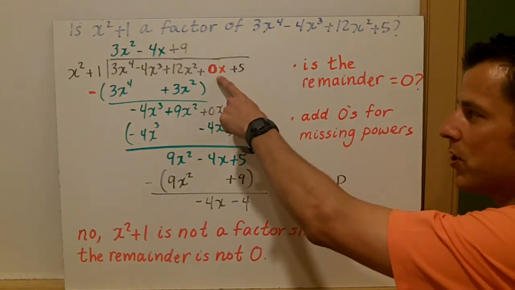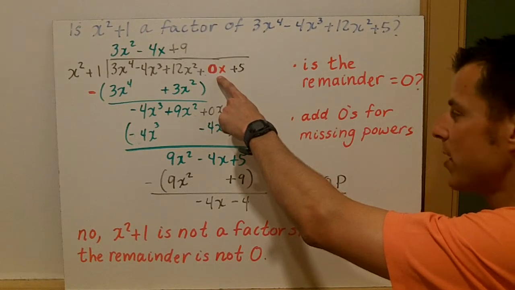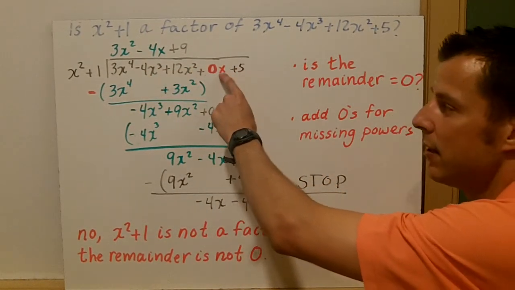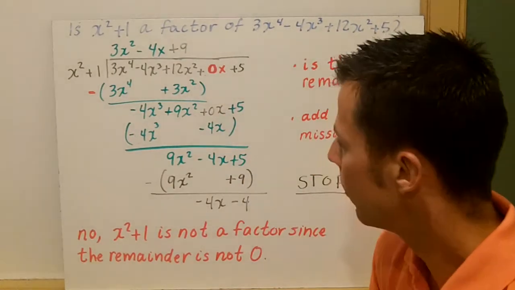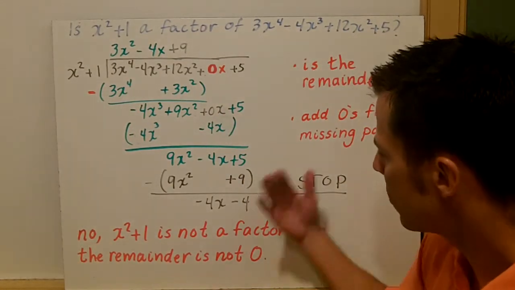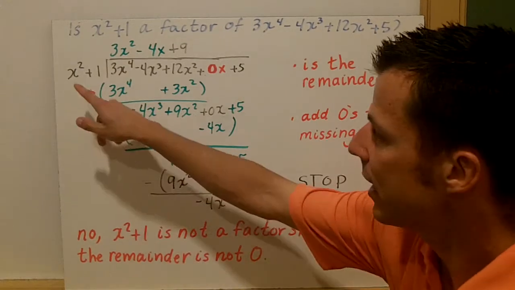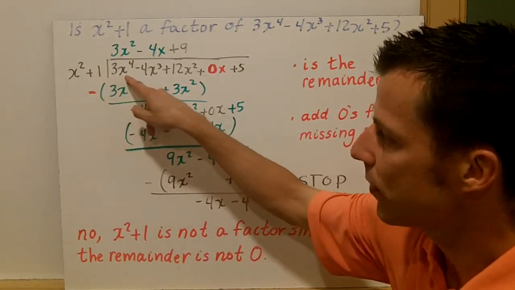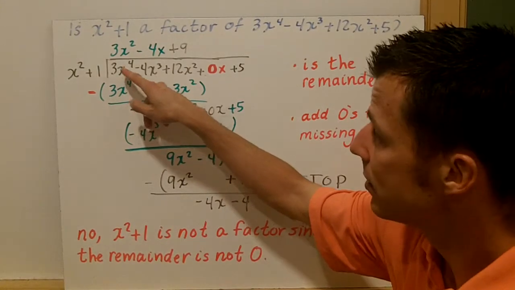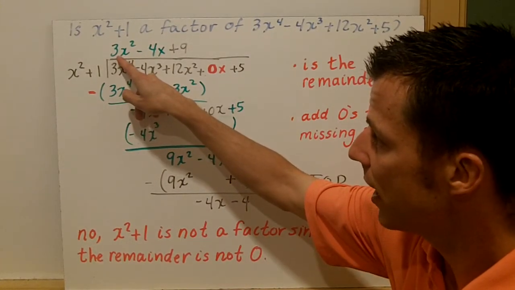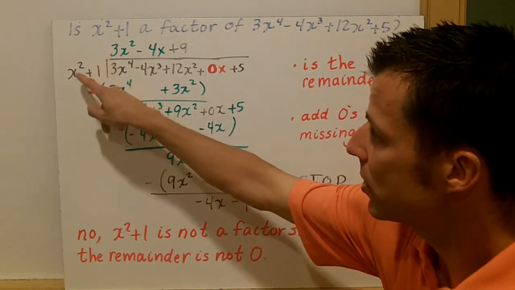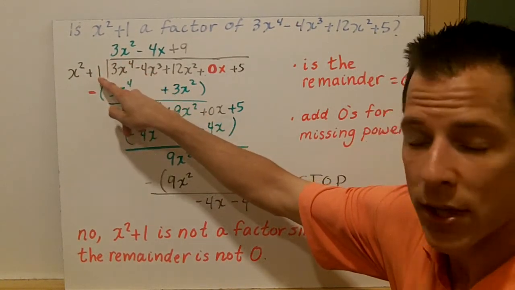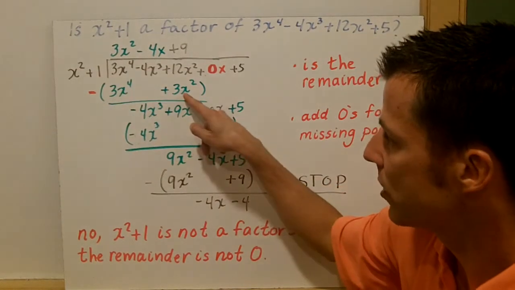And notice how in one spot I've added the 0x because I was missing a term. Look, 4, 3, 2, and then it goes to the constant. I'm missing the 1 power. Okay? So now I'm going to divide this out. So I look at x squared and I ask myself, does x squared go into 3x to the fourth? It does. 3x squared times. So I have 3x squared times x squared, which is 3x to the fourth. 3x squared plus 1 times 1 is 3x squared.